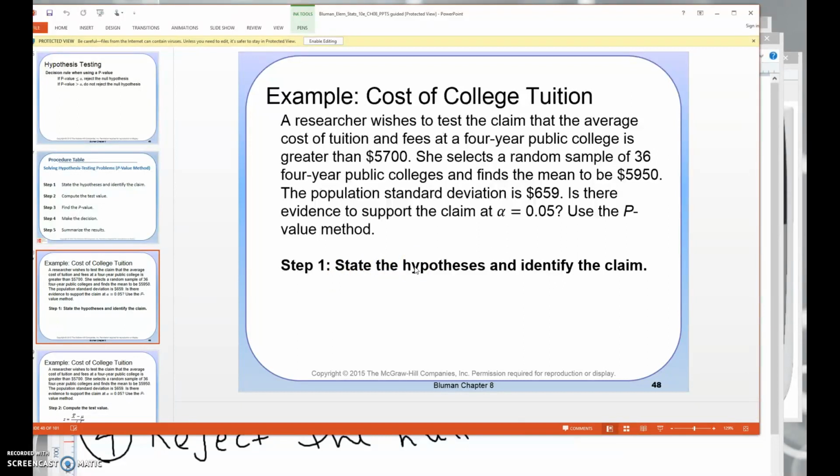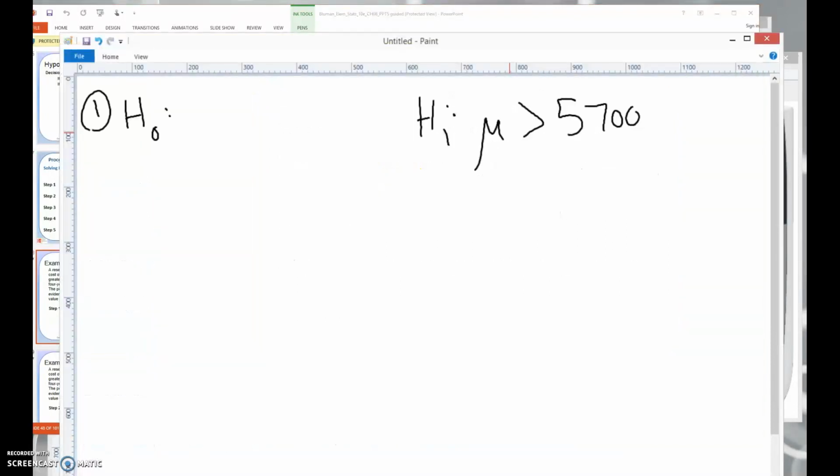The researcher wants the cost to be greater than this. Sometimes I find it easier to find the claim and then do the null hypothesis from there. Since my null hypothesis cannot be a greater than or less than, I know that my alternative hypothesis would have to be the greater than. And this was the claim of the researcher. That makes my null hypothesis the equal to 5,700. Remember, we don't want to change the null hypothesis. Step 2 is then to compute the test value.